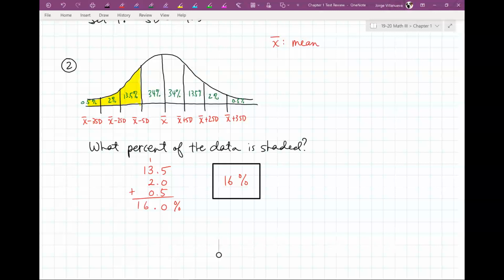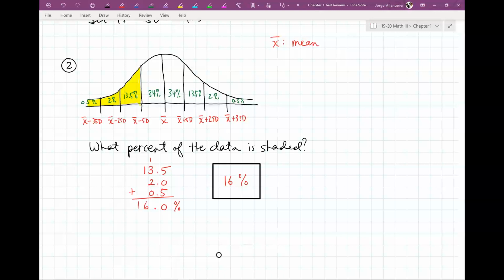Okay, the standard deviations go 0.5, 13.5, 34, 34, 13.5, and 0.5. At least write that down for yourself so that if they shade something, you just have to add the numbers. Okay? So notice, the first two questions are relatively simple if you know what you're looking for.